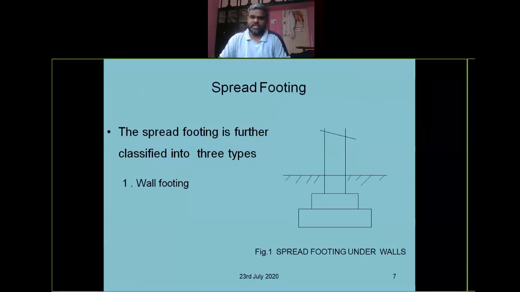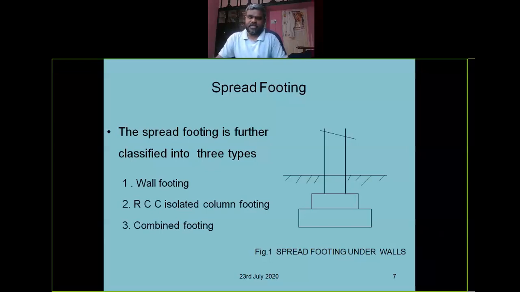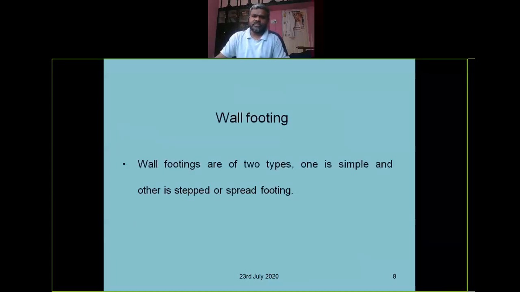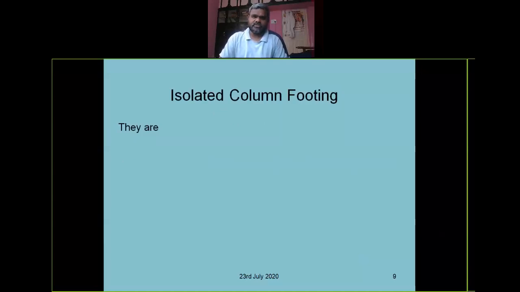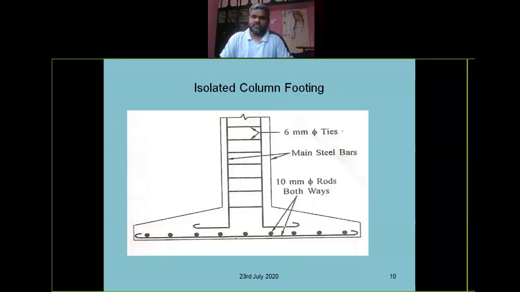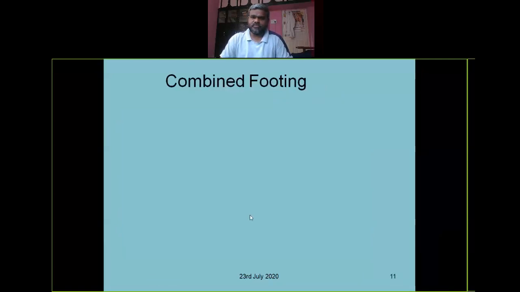Spread foundations are like wall footing, RCC isolated column footing, and combined footing. There are two types of wall footing, one simple and another stepped wall footing. Isolated footings are used to support individual columns. Simple, stepped or trapezoidal isolated footings are common. These are some trapezoidal isolated footings. This is a slope.